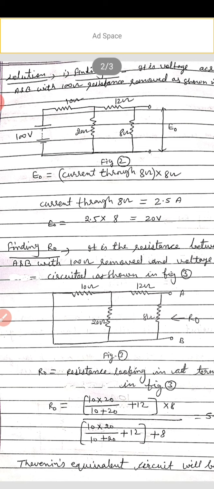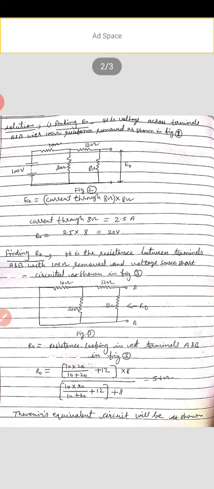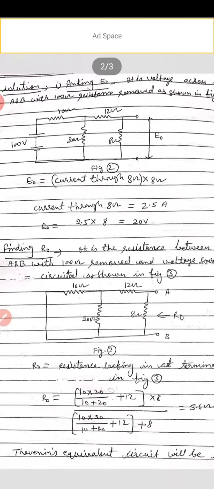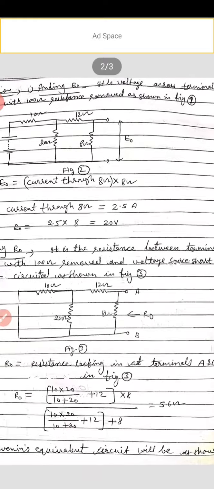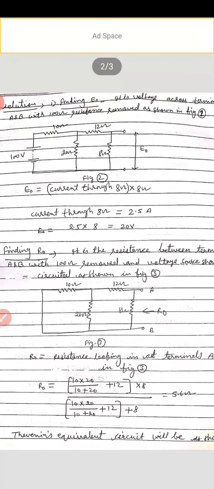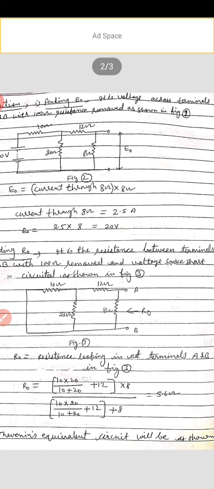Now, second, finding R naught. What is R naught? It is the resistance between terminals A and B with the 100 ohm removed and the voltage source short circuited, as shown in figure 3. In this diagram we can see that the voltage source is short circuited and the 100 ohm resistance is removed. So R naught will be equal to the resistance looking in at terminals A and B in figure 3.